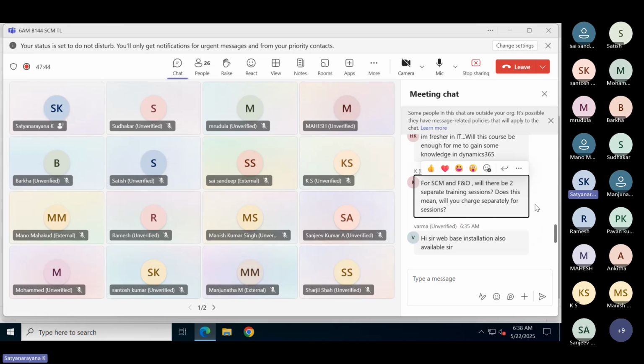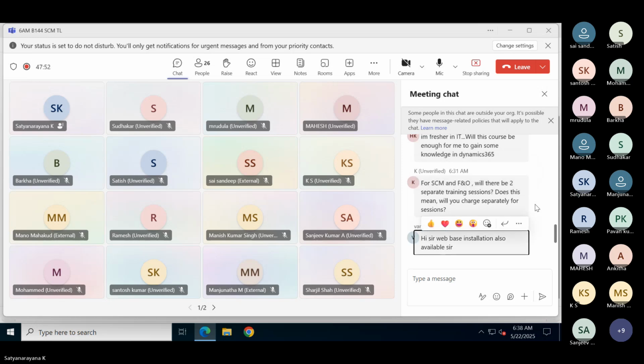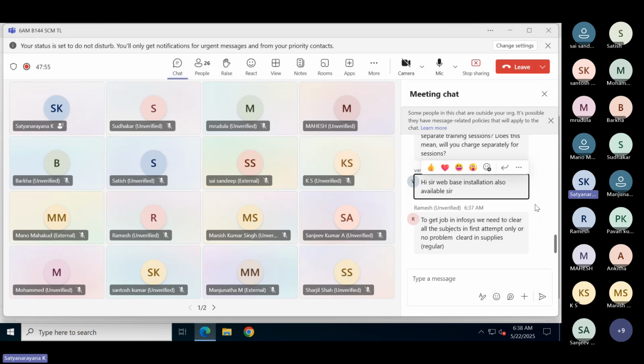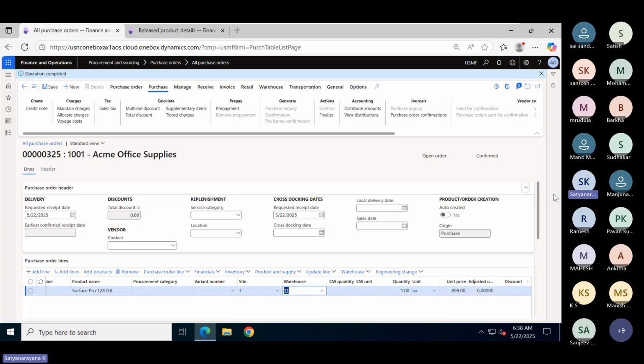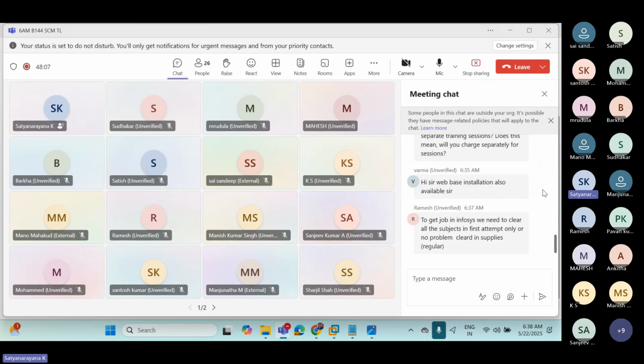Yes, SCM is different and F&O is different. Different charges, separately. This is web-based installation only. This web-based application is installed in your laptop. It is not in the VM virtual machine. It was installed and given to you, so there is no separate web-based installation. It is installed in your laptop, in a VM virtual machine.